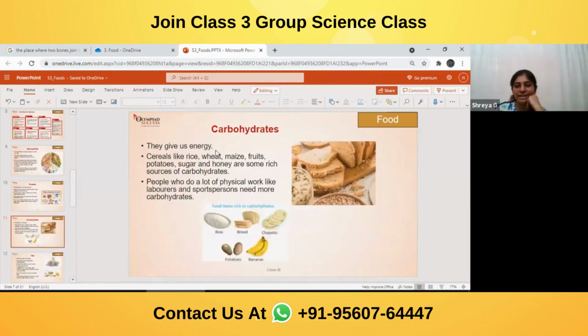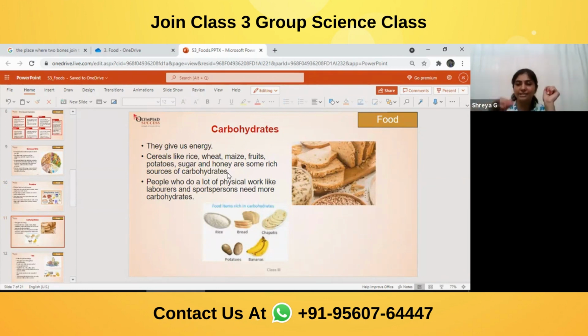Coming to carbohydrates. So carbohydrates, they give us energy. Cereals like rice, wheat, maize, fruits, potatoes, sugar, honey, all these are sources of carbohydrate. Examples of each nutrient is very, very important. Most of the questions are based on the examples only. Is that clear?